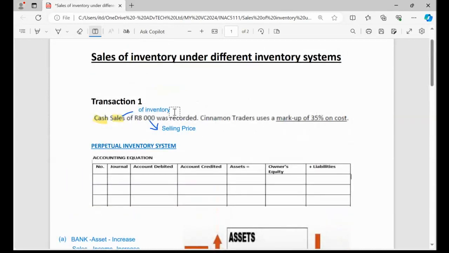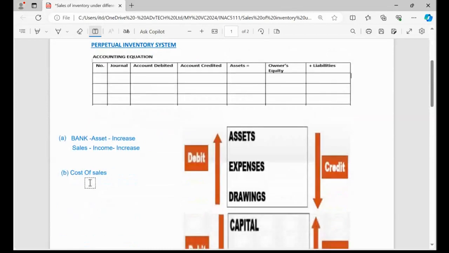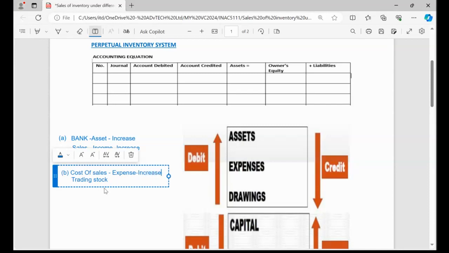Because we are dealing with perpetual, cost of sales is the cost of goods which we sold. So the other account will be the trading inventory, or the trading stock. The cost of sales will always go with the trading stock. So again, you need to come here and analyze what they are. This is an expense, and the expenses are increasing, because the more sales you have, the more cost of sales you will have. Can you see now? And then this one is going to be assets.